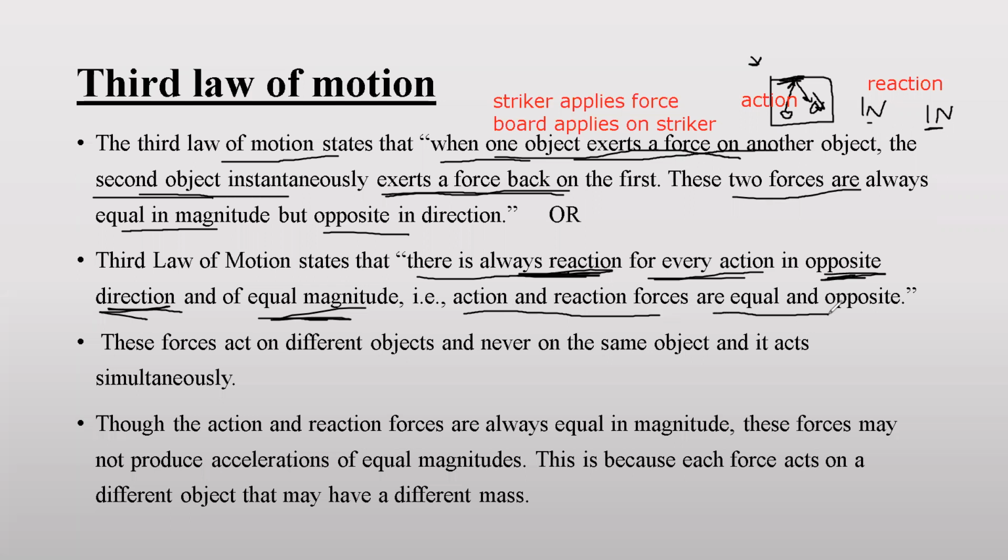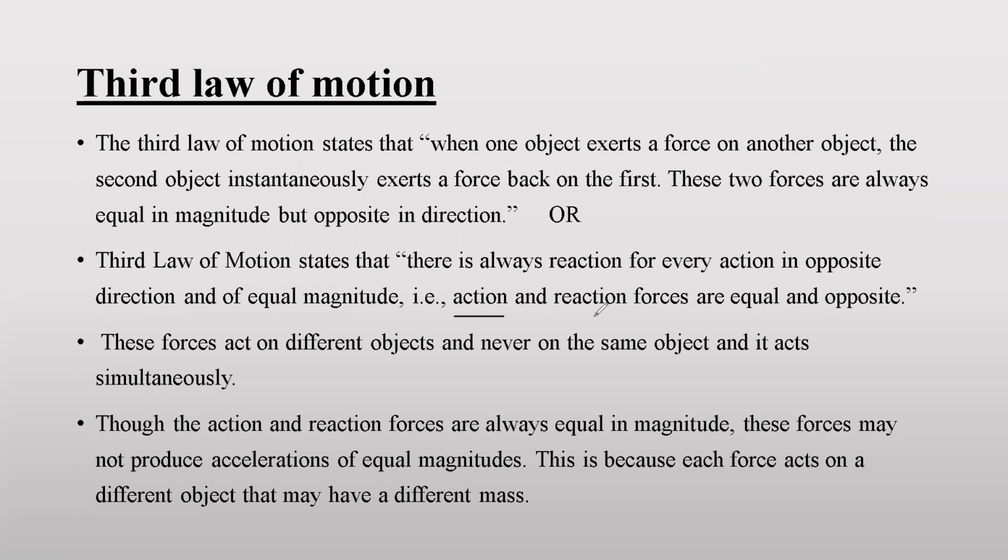And if we are writing it like this, action and reaction, then it may seem that first the action takes place and then the reaction takes place. But it is not true. Actually, both the forces act on different objects and never on the same object, and they act simultaneously, at the same moment. So it is not that first the action will occur and then the reaction will occur. That is a wrong conception. The correct one is that both occur simultaneously and they never act on the same object. They always act on two different objects. For example, in the case of the carom board, one object is the striker and the second object is the boundary of the carom board, right?